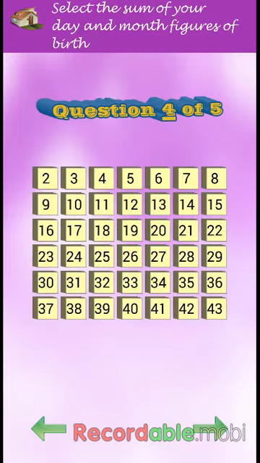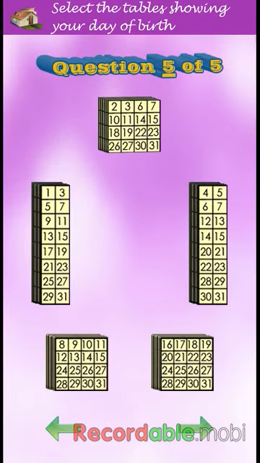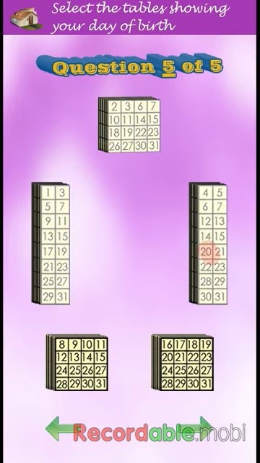The fourth question asks for the sum of day and month figures of birth, which is 23 plus 11, which makes 34. And the last question again asks for the day of birth, which we should click on this table, this one, and this one. That all contain 23.